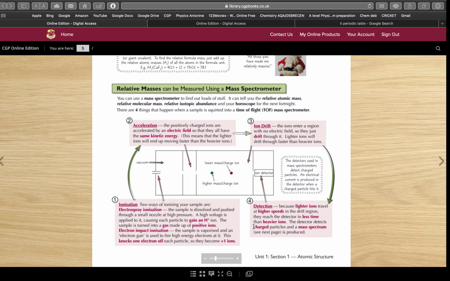We're going to go through electrospray ionization in detail, but I want to know what this is saying. The sample is dissolved and pushed through a small nozzle at high pressure. A high voltage is applied to it, causing each particle to gain a hydrogen ion. The sample is turned into gas and made up of positive ions.